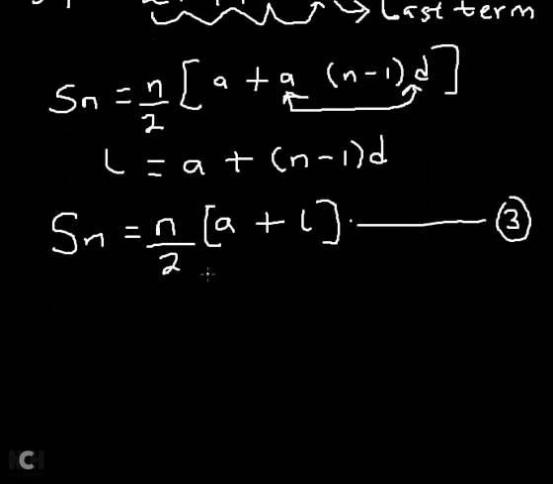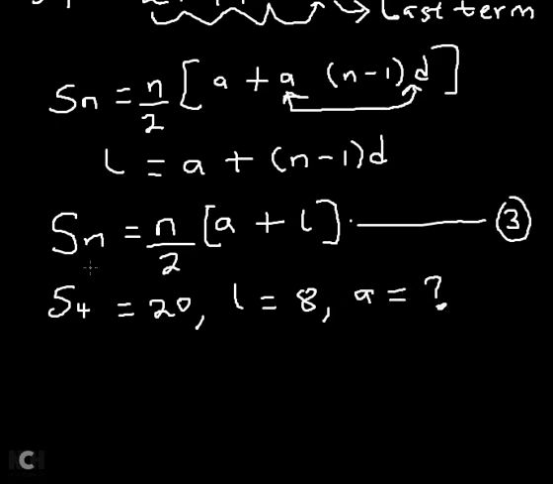This can actually help you in a situation where you are given that the sum of the first four terms of an AP is 20, and the last term is 8. The question now is: find the first term of that particular AP. You apply the formula.